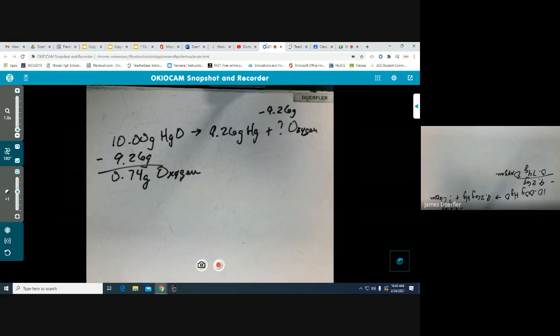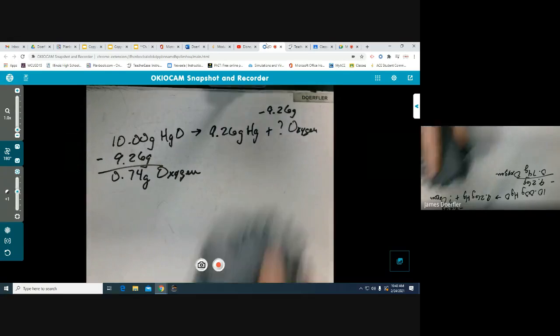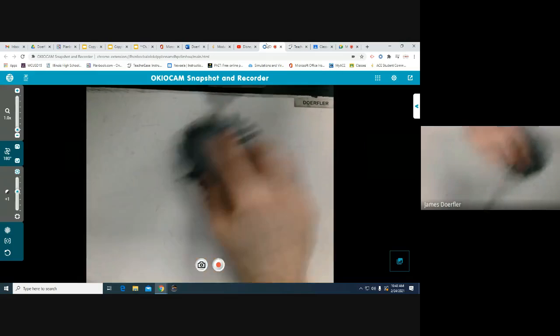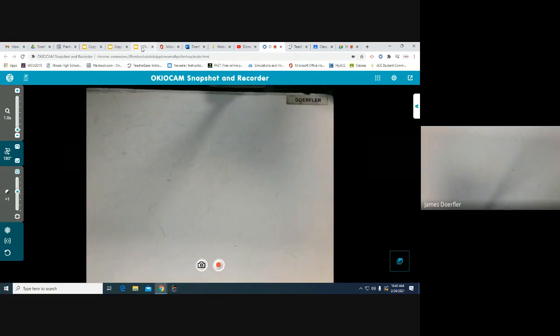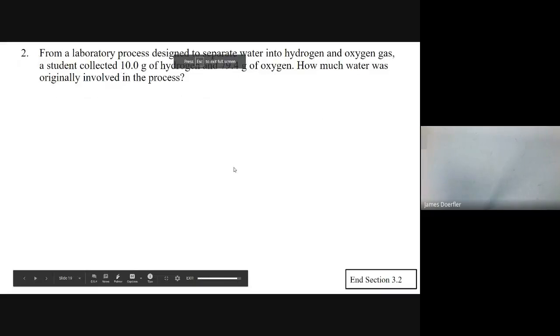Pretty straightforward, right? Okay, and these are just kind of introductory stuff. But tomorrow, like I said, we're going to do even more. Next and final question for your notes. From a laboratory process designed to separate water into hydrogen and oxygen gas, a student collected 10 grams of hydrogen and 79.4 grams of oxygen. How much water was originally involved in the process?